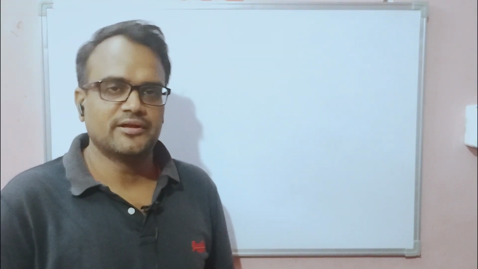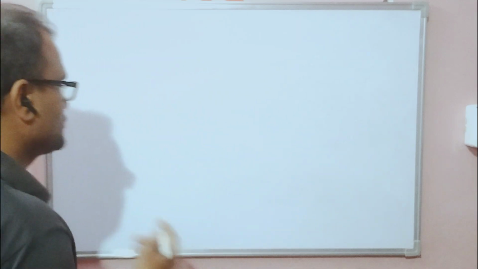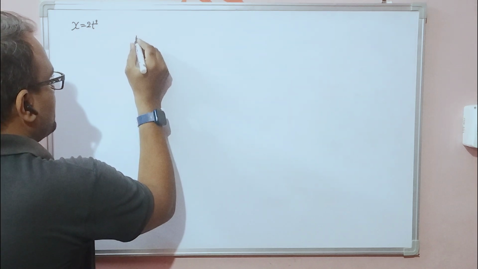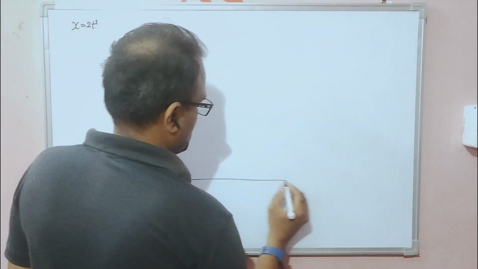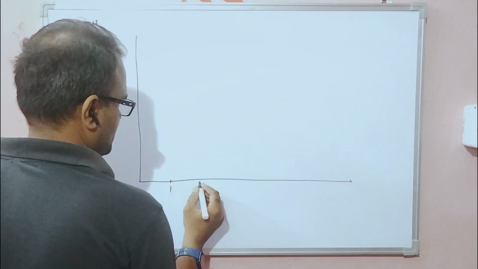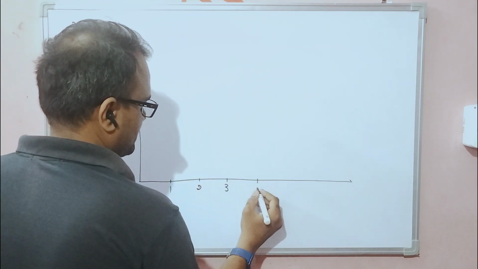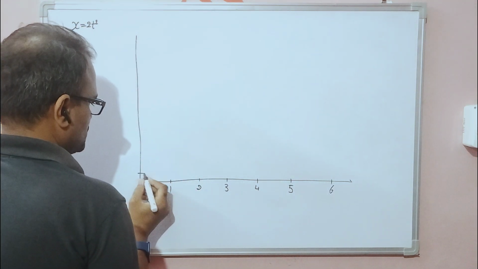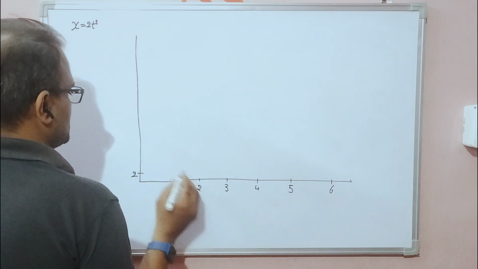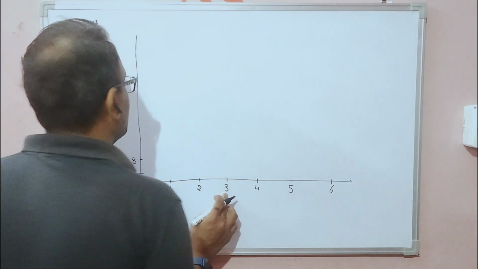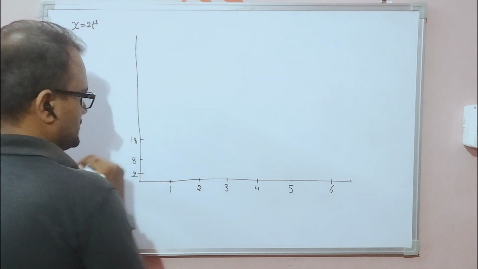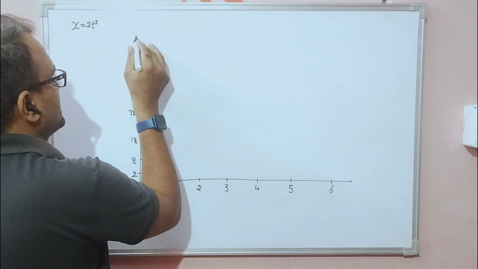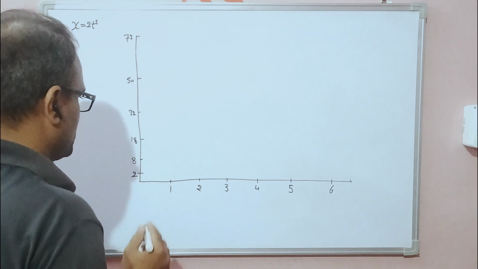Now to understand the geometrical meaning of a derivative, first try to plot the graph of x equal to 2t square. So let's plot the graph over here. Let's assume t equal to 1, 2, 3, 4, 5 and 6. Corresponding to time t equal to 1, position is 2, corresponding to time t equal to 2, it is 8, corresponding to 3, it is 18, corresponding to 4, it is 32, next is 50 and it is 72. Okay, so let's plot all these points.